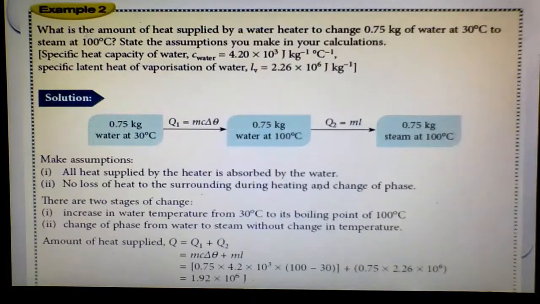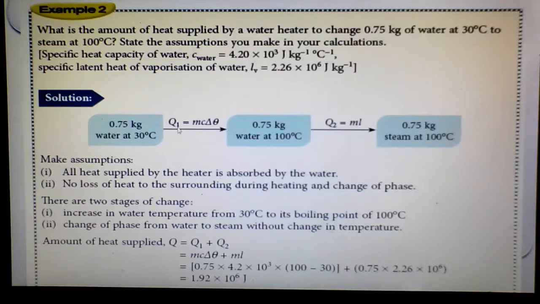Okay, second example. What is the amount of heat supplied by a water heater to change 0.75 kg water at 30 degrees Celsius to steam at 100 degrees Celsius? State the assumption you make in your calculation. So given the specific heat capacity of water and the specific latent heat of vaporization of water. Okay, now in this case, there are two types of heat involved, heat capacity and latent heat. As you can see here, from 30 degrees to 100 degrees Celsius, there is a change in temperature. So 0.75 kilogram of water at 30 degrees Celsius absorbs heat.